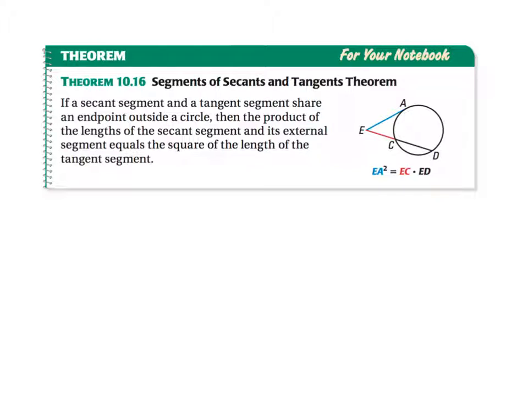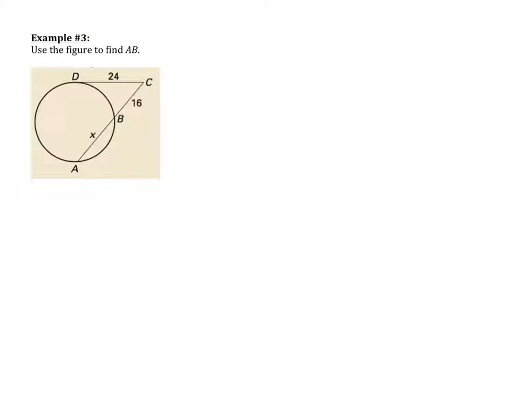So again, referring to the diagram, we would square the length of the tangent segment, which is EA squared, which would be equal to the length of the external segment of the secant segment, which is EC, times the entire length of the secant segment, which is ED. We'll apply this theorem in our last example. So here's example number 3. Use the figure to find the length of segment AB.